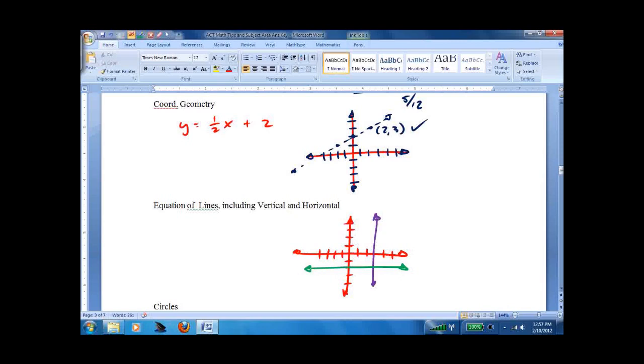So watch out. Vertical line, x equals. And what is it? 1, 2, 3. 1 over to 3, there it is. Green line, y equals -2. A lot of people don't know their vertical and horizontal lines. They love to throw that on a test, see who's been paying attention.